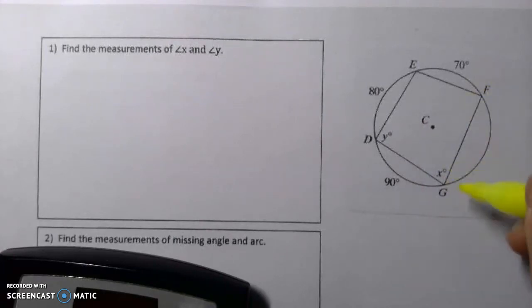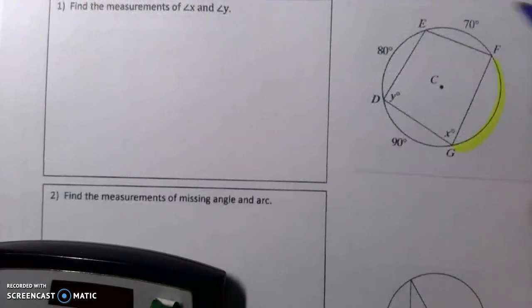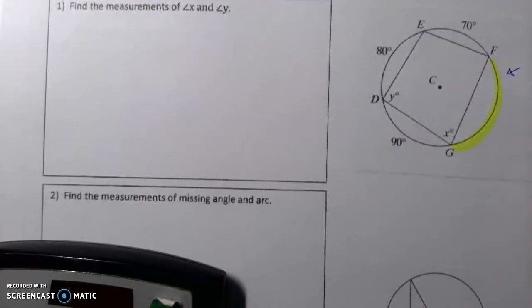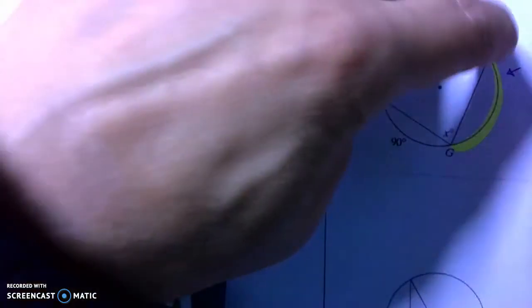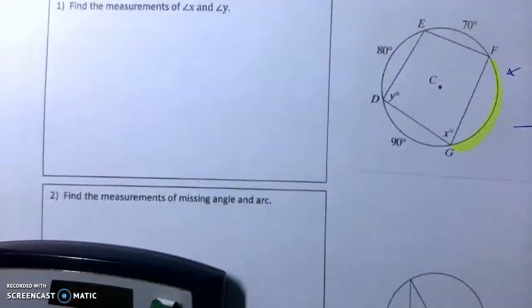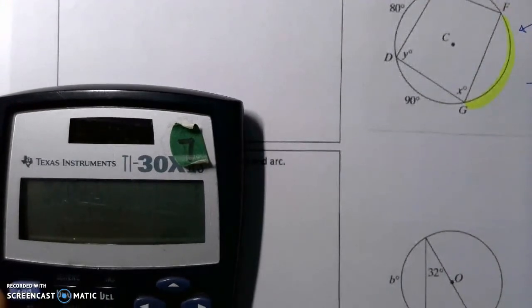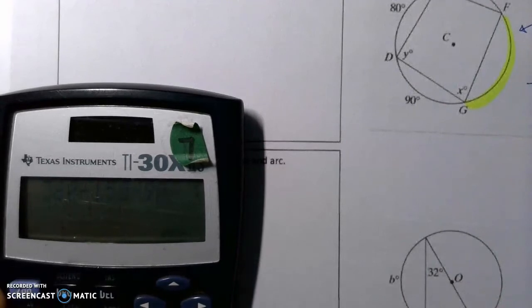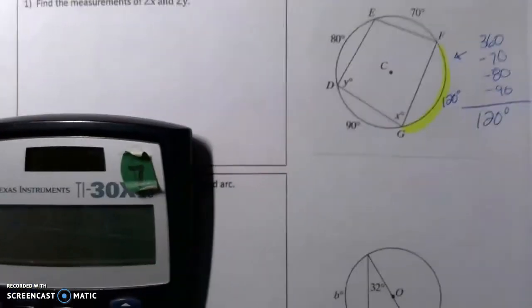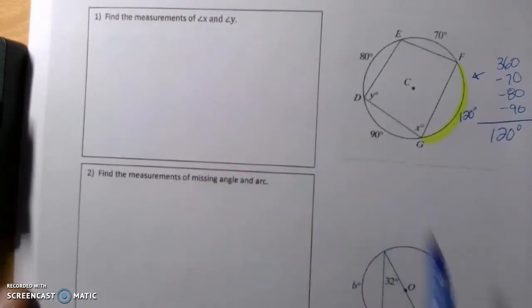There is this yellow arc out here. I'm going to figure out what that yellow arc is. To go around the entire circle, it's 360. So this one here is 360 minus the 70, because that's a 70-degree arc, minus this 80, minus this 90. And this is the yellow arc here. So turning on my calculator, 360 minus 70 minus 80 minus 90, you get 120 degrees. So I'm going to put 120 in this picture here. Okay, now I'm going to focus in on angle x and angle y.